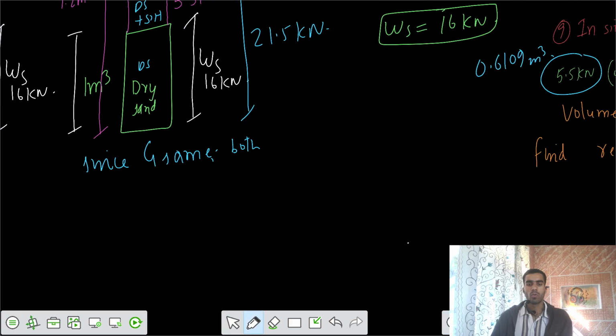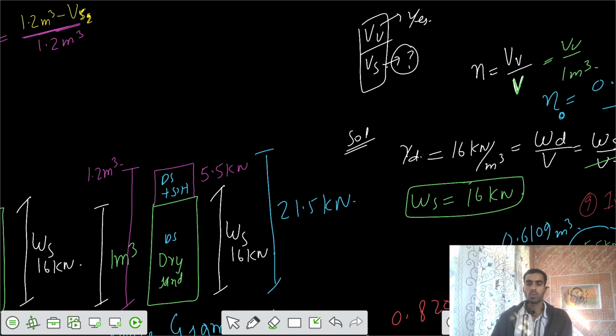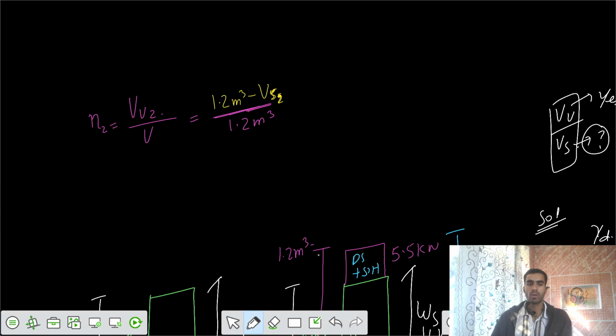So I would say your volume of solids for the second case is the weight of solids in the second case divided by G gamma W. So we can substitute 21.5 kilonewton divided by 2.67 into 9.81 kilonewton per meter cube. So that's your volume of solids in the second case, VS2. That comes to be equal to 0.8208 meter cube. So I can solve for the porosity too.